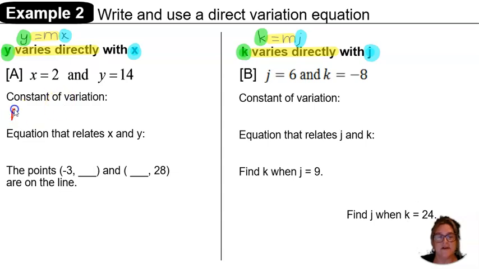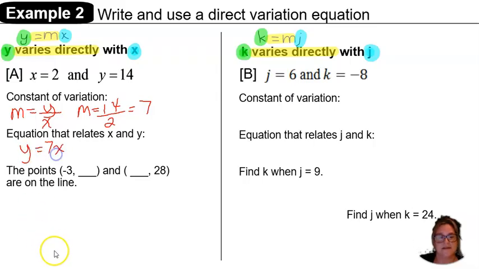our constant of variation m is found by dividing the y by the x. And so with these values, we're taking 14 and dividing it by 2 to get a constant of variation equal to 7. The equation then that relates x and y, since y varies directly with x, is y equals 7x.